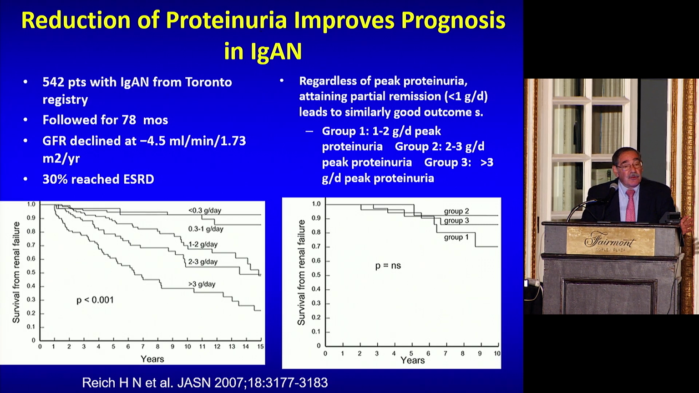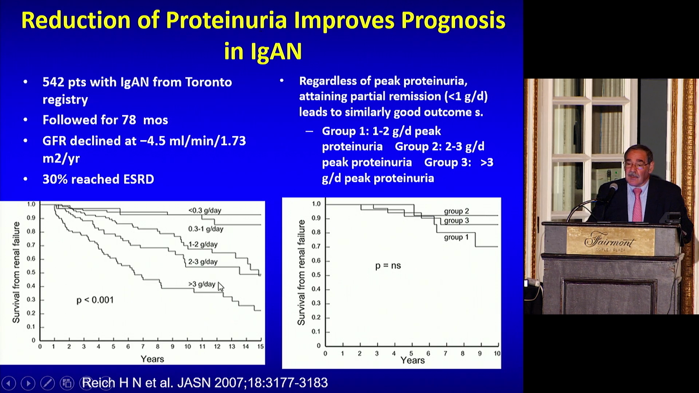This is taken from the Toronto registry. Everybody in the city of Toronto who gets a biopsy, they all get logged in through Dan Catran's registry. Here's when they had 540-something patients with IgA. They're followed long-term. If you started with less than 0.3 grams, 300 milligrams of proteinuria per day, you did great. If you had between 300 and a gram, you did great. If you had between 1 and 2 grams, look at the fall off over time at 10 and 15 years. Here's 2 to 3 grams, and here's over 3 grams.